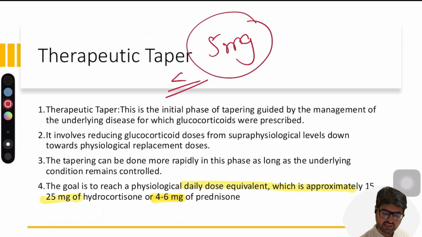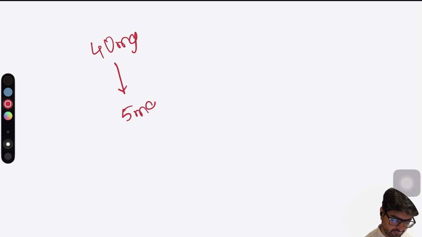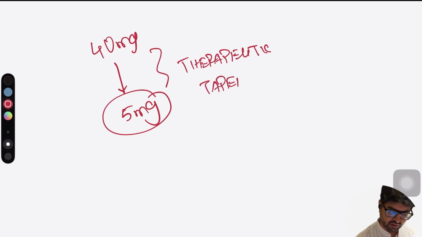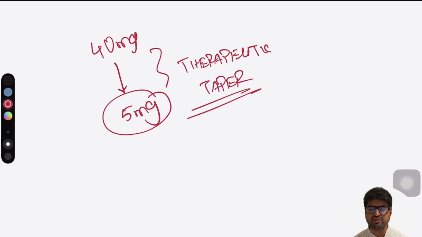So let's say a patient has lupus and requires glucocorticoids, but now the rheumatologist feels that the glucocorticoid is not required, and maybe a second-line agent or some other steroid-sparing agent can be given. Let's say the patient has been on 40 milligram, so you have to bring that patient down to 5 milligram of prednisolone. This is known as therapeutic taper. This is the first phase of tapering, that is, to bring the dose down to a physiological dose. That is very crucial and very important for anybody who deals with glucocorticoids.